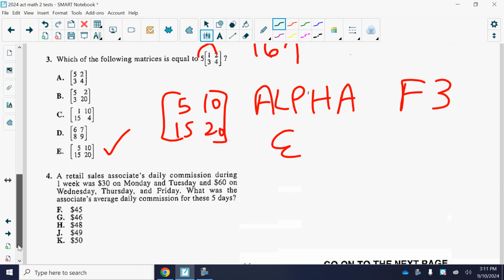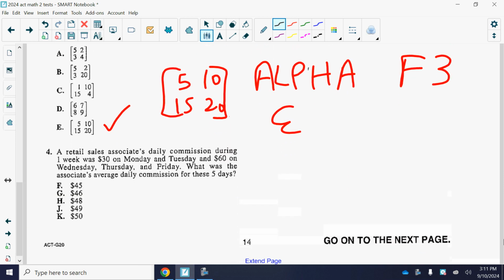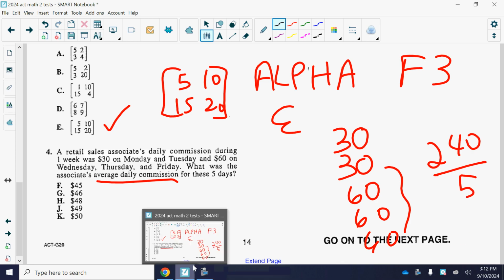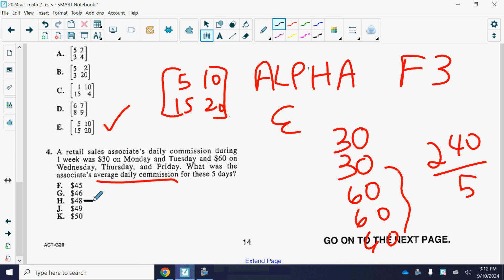We rolling. 4 should sound like deja vu, because it is. 30, 30, Wednesday, Thursday, Friday, you're 60. That's 240 for your total. Average or mean is always total, and you divide by 5, and the answer should be 48. H.